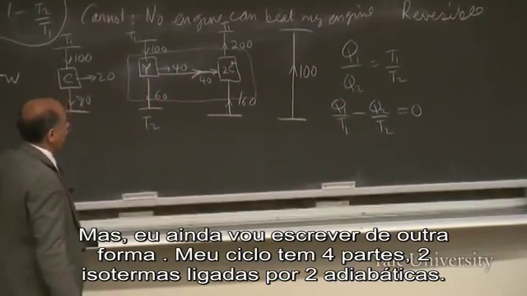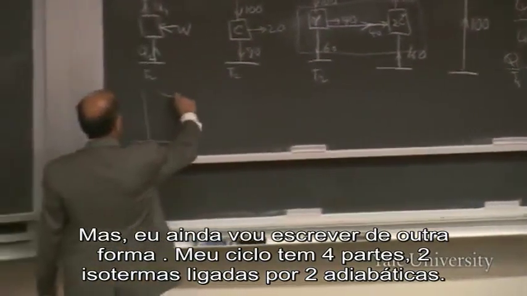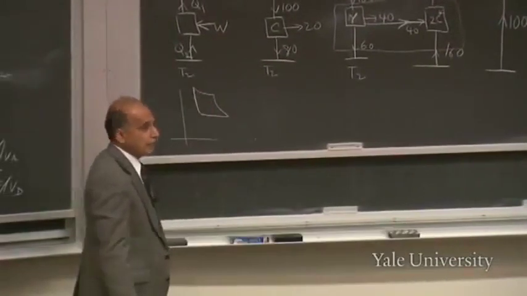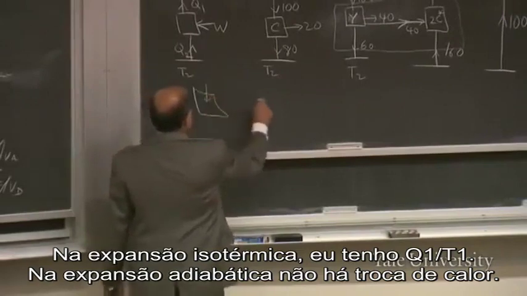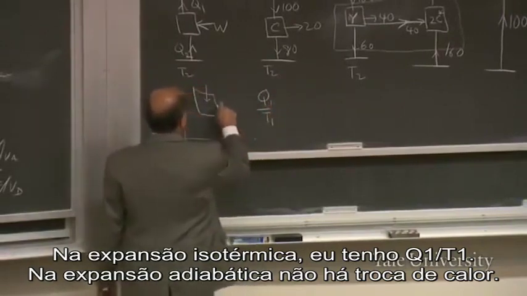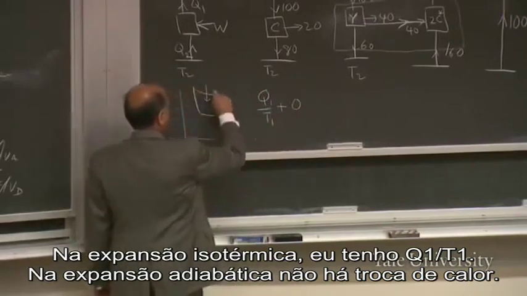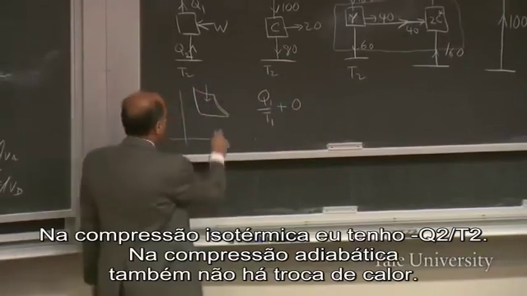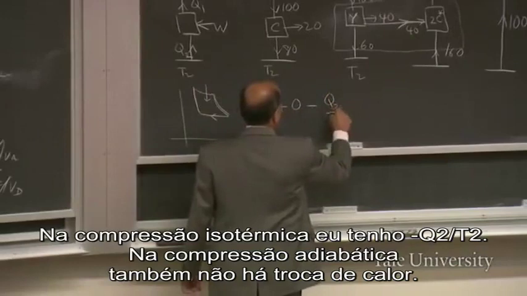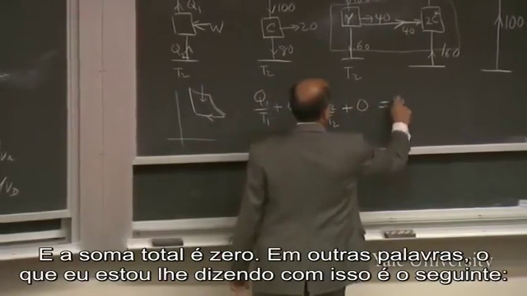But I'm going to write this in another notation. My cycle had 4 parts. Remember, I did this, then I did this, then I did this, then I did that. In this segment, I had Q1 over T1. In this segment, there was no Q, because this is the adiabatic process. In this segment, I had minus Q2 over T2, and the last segment I had 0, and the whole thing is 0.